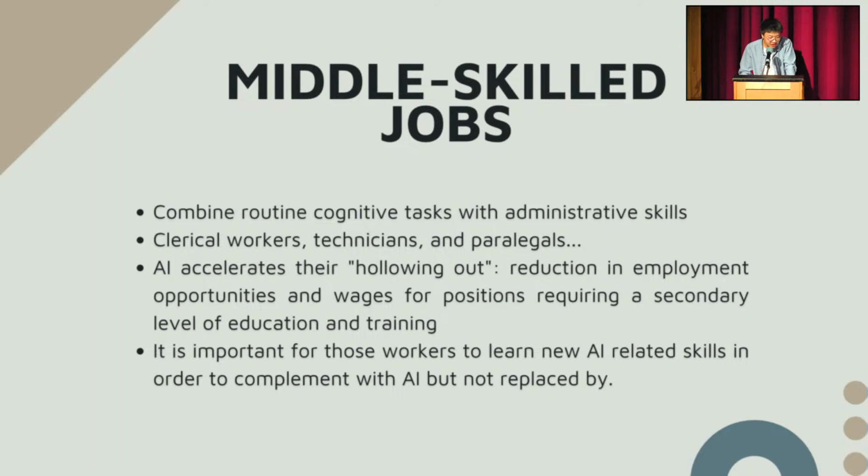It is predicted that AI can automate 60 to 70% of tasks in knowledge work with standardized processes. In banking, generative AI is expected to add 200 to 340 billion annually by automating middle-skilled jobs like credit assessment and data processing. It is important for them to learn new AI-related skills in order to complement AI, but not get replaced by it.